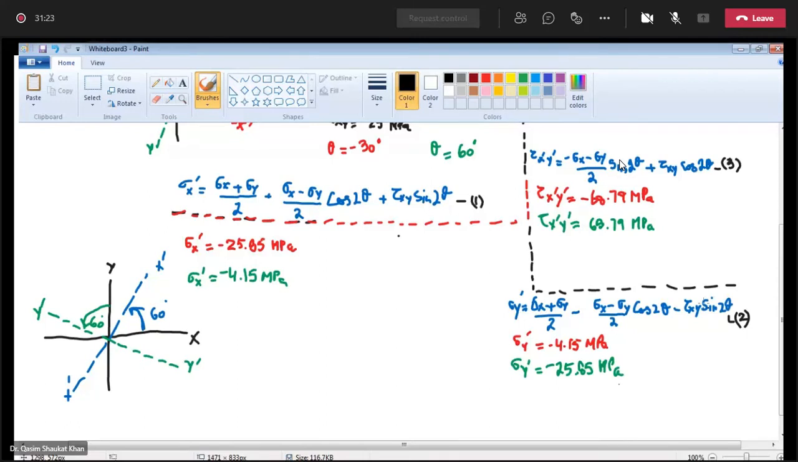Sir, minus 25.85 megapascal. So normal stress about y dash axis is minus 25.85 megapascals. And please calculate the transform shear stress tau x dash y dash is equal to minus sigma x minus sigma y over 2 sine 2 theta plus tau xy cos 2 theta. So please calculate the transform shear stress tau x dash y dash.